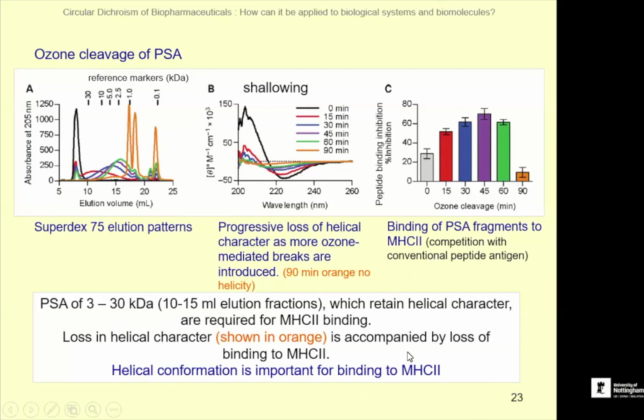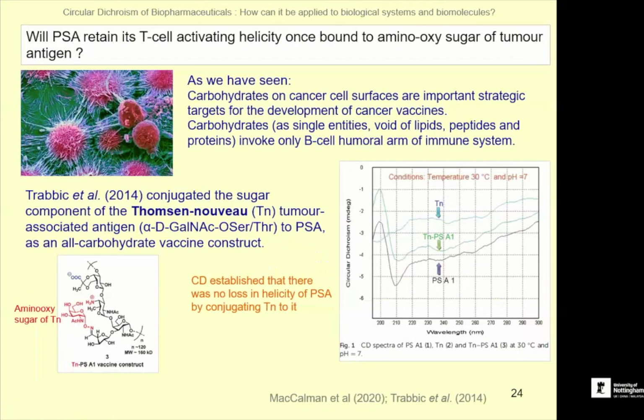So, importantly, the orange definitely does show loss of helical character is accompanied by loss of binding to MHC2, so you can argue that one. And therefore, that the helical conformation is important for binding to MHC2 is the conclusion from that data there. So helicity is important. So in creating this all-carbohydrate vaccine, the question is, when you link the tumour carbohydrate to the PSA, will it retain its alpha helicity for MHC2 binding?